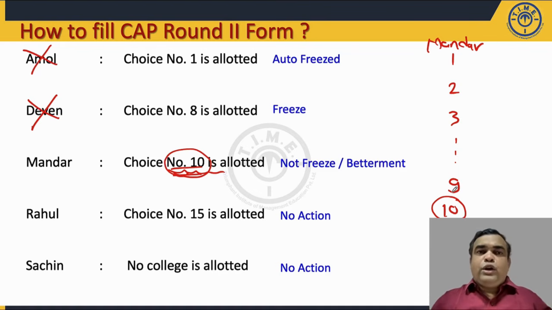So in short, whatever colleges you were allotted in CAP round 1, if you have chosen not freeze, you will choose the colleges better than that in the second round. Fine.